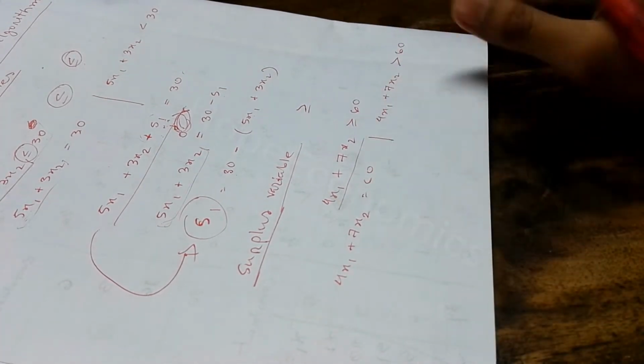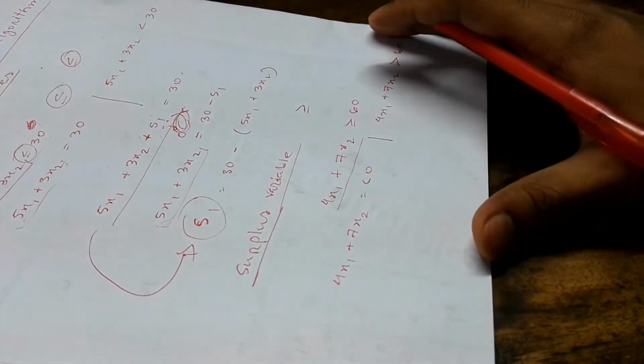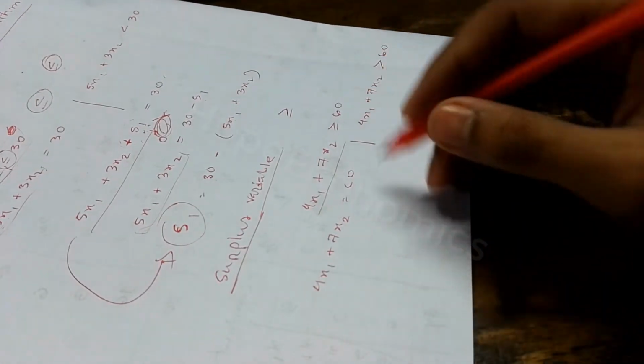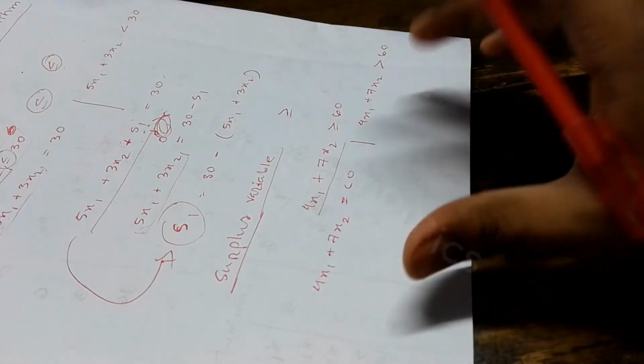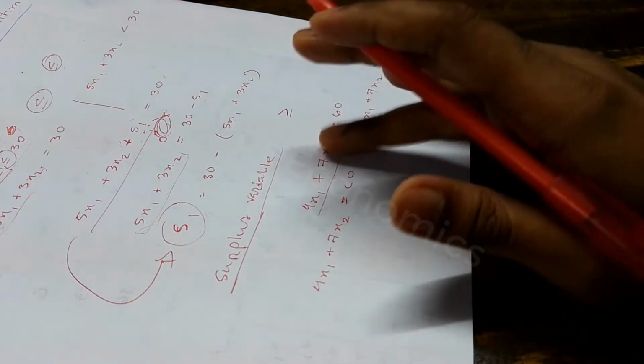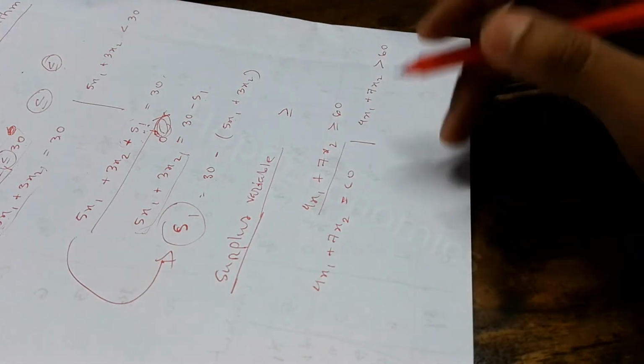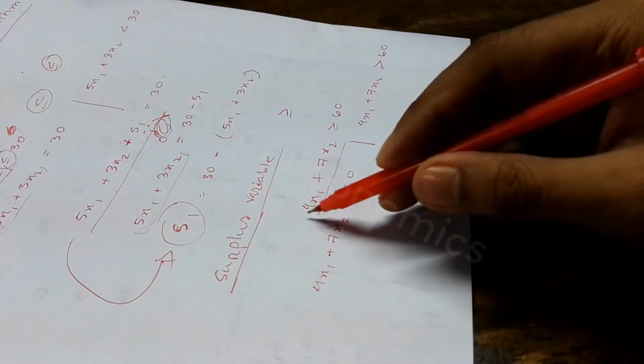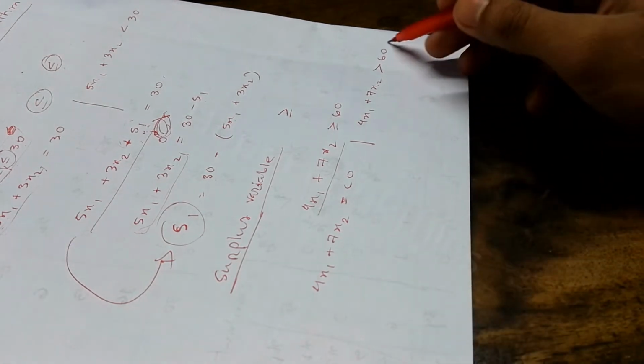So which one is correct? We don't know right now. So what we have to do is add a variable to convert this into an equation, because in an equation we can't use both at the same time.